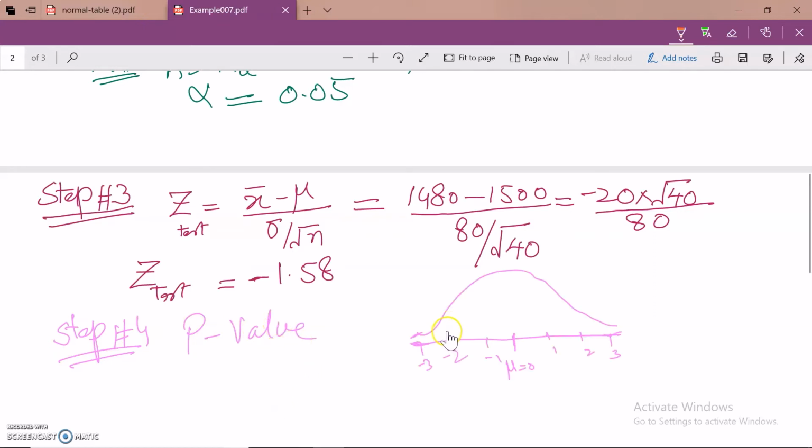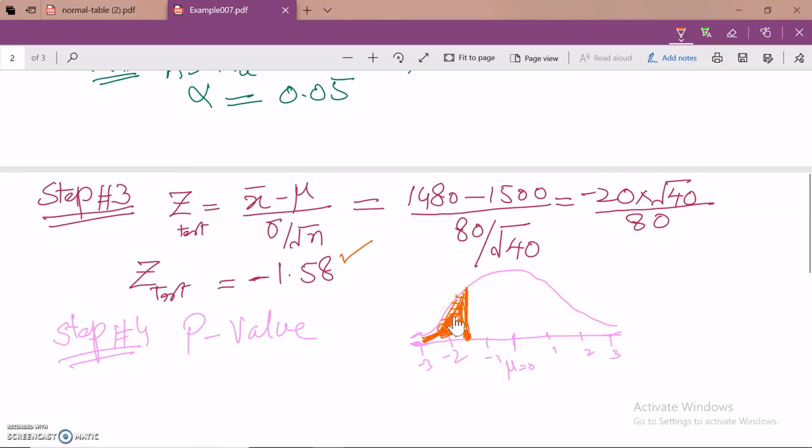In order to find the p-value, I have drawn a normal curve, right? Exactly in the middle, I have taken the mean value. Now I'm going to locate this value of the test statistic in this normal curve. Minus 1.58 will be somewhere here. Once you have located this value, we'll draw this boundary line, and the double of this area will be our p-value.